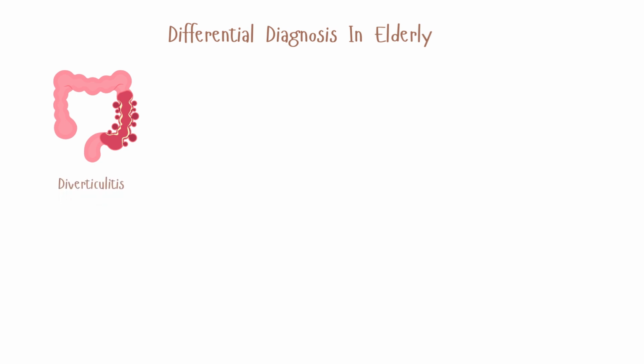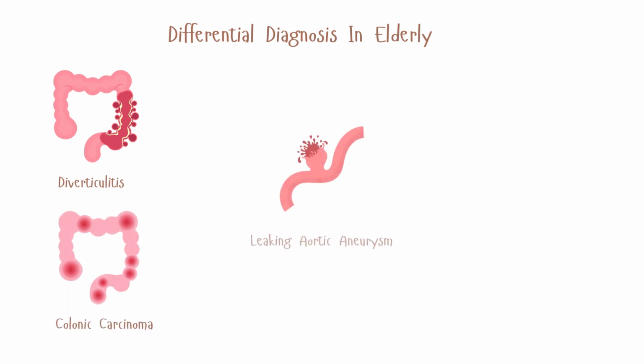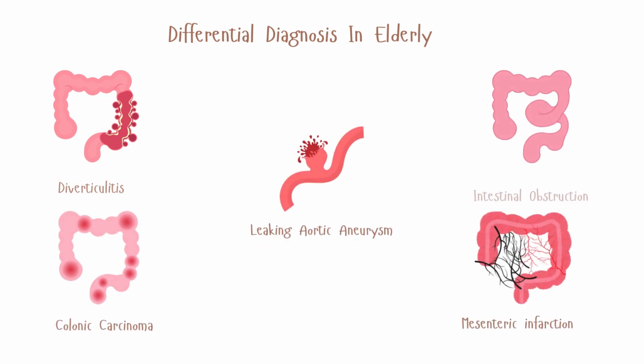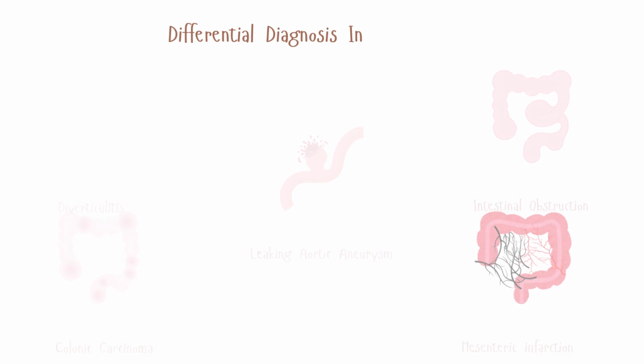Abdominal CT scanning is particularly useful in this setting. Other causes in elderly are colonic carcinoma, leaking aortic aneurysm, mesenteric infarction, and intestinal obstruction. Appendicitis is a clinical diagnosis.